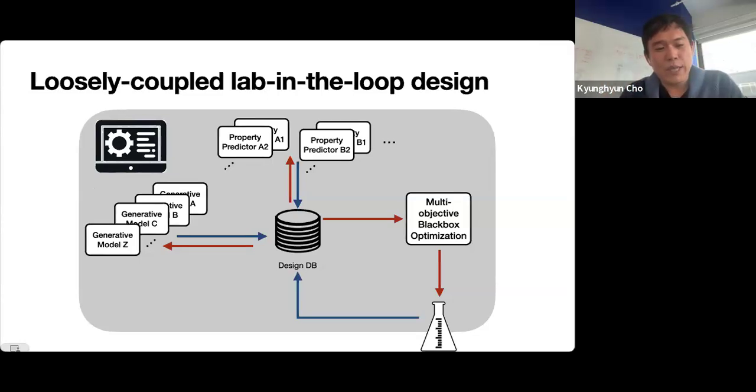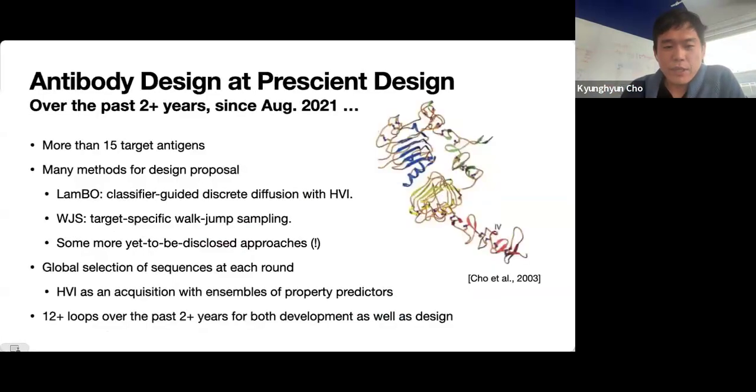And why is it loosely coupled? Because at every stage, we're going to have the actual expert in machine learning, expert in biology, expert in chemistry, expert in physics, expert in software engineering, all looking into what is being passed through the different stages in order to ensure that we are not making any unnecessary and wasteful designs. So we've been doing this for about 2 years now, since August 2021. Actually, it's closer to 2.5 years.